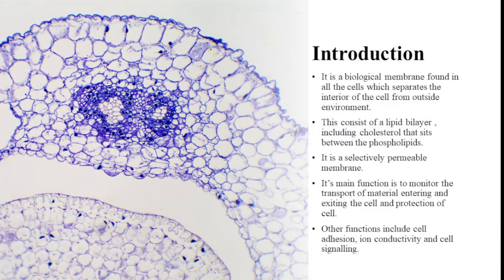Plasma membrane is a selectively permeable membrane and its main function is to monitor the transport of material entering and exiting the cell, and the protection of the cell.